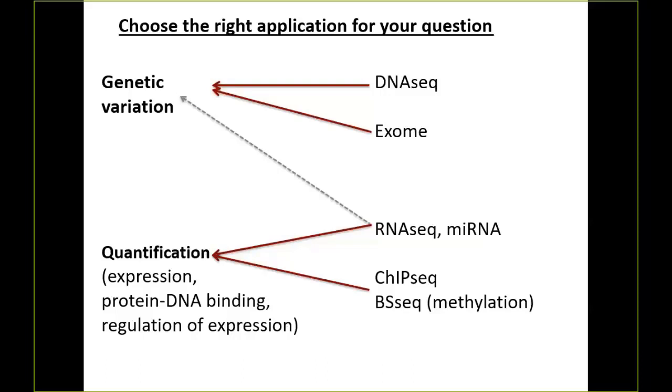For quantification of different properties, you might be looking at RNA-seq for expression, or miRNA-seq if you're looking at miRNA expression levels. ChIP-seq is great for looking at the binding of proteins to DNA or chromatin states around DNA. Bisulfite-seq is great for looking at epigenetic states, or specifically DNA methylation.